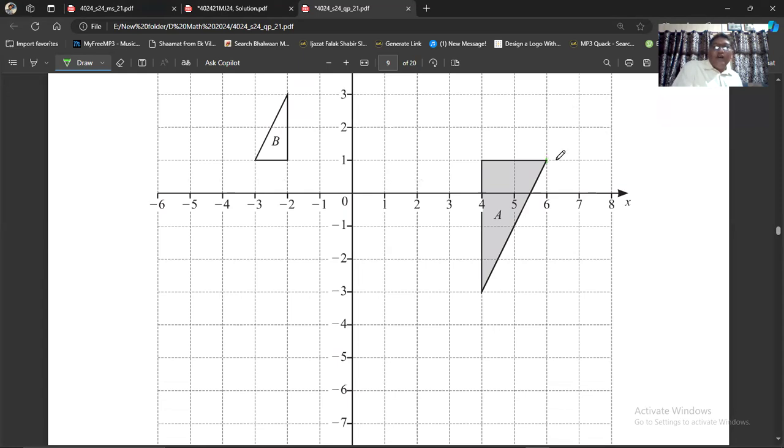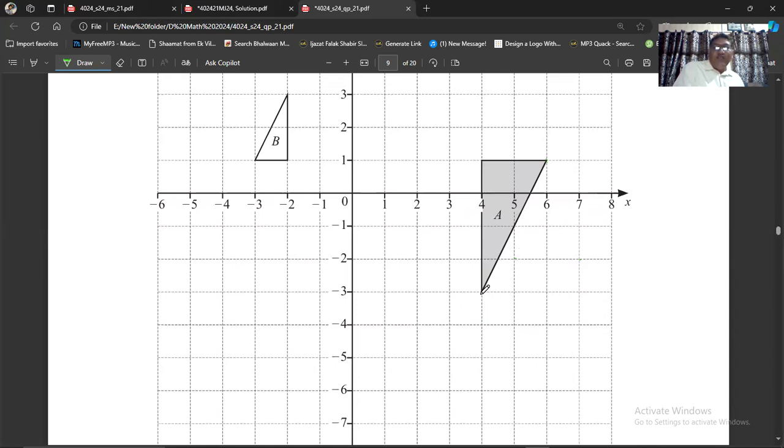So it will go 1 step to the right and then 3 steps down. 1, 2, 3. So I'll put a dot here. Then I will move this point. I will move one step to the right and 1, 2, 3 steps down.